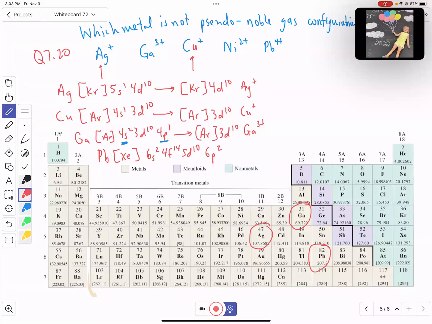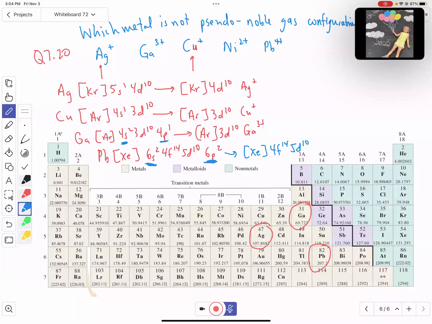So to form lead 4 plus, again, we're going to lose our electrons from the numerically highest occupied orbital. So we're going to lose our 6p electrons and our 6s electrons. So lead 4 plus is simply xenon 4f14 5d10. We lose those 4 outer electrons.